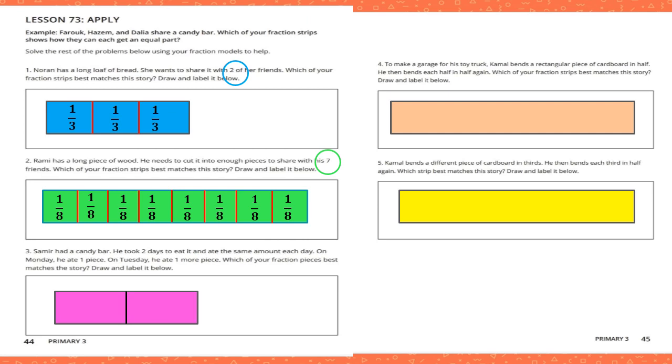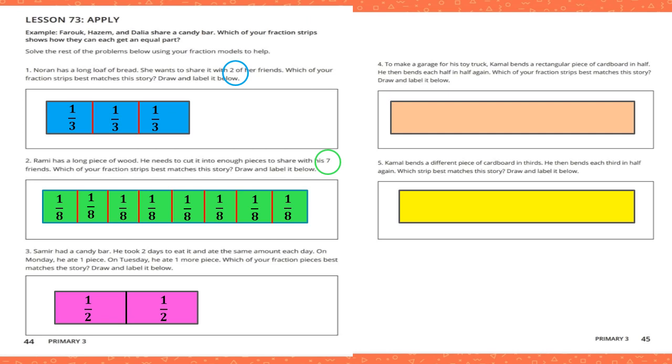Monday he ate 1 piece. On Tuesday he ate 1 more piece. Which of your fraction pieces best match? We divided it into 2 pieces. Each day he will eat 1/2, 1 out of 2, because there are 2 parts and he will eat only 1 part. So 1/2.